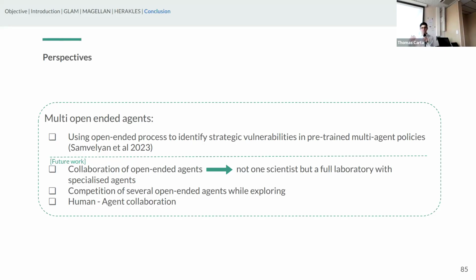We could also find a competition framework for several open-ended agents that try to explore the same environments, and that would be a very interesting direction to explore. And finally, the last direction would be human and agent collaboration, if we imagine that open-ended agents will become more and more prevalent in research.